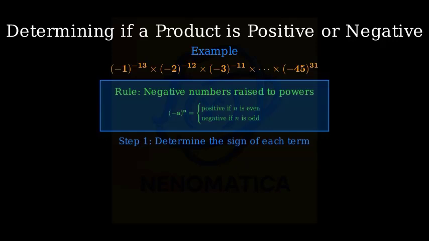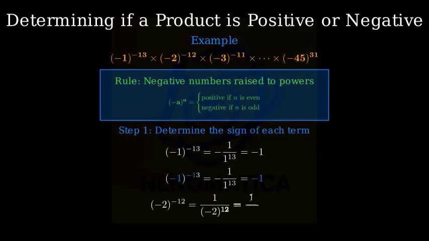We need to determine the sign of each factor, and then find the overall sign of the product. First, let's look at negative 1 raised to the power of negative 13. Since negative 13 is an odd number, and a negative base raised to an odd power gives a negative result, negative 1 to the power of negative 13 equals negative 1 over 1 to the power of 13. Since 1 to any power is still 1, this equals negative 1.